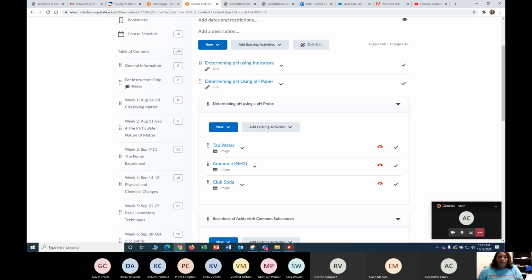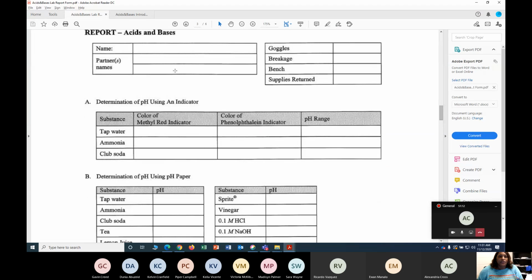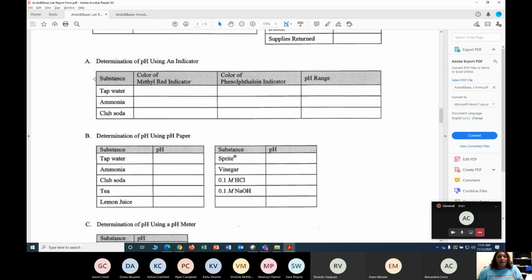Once you're done filling out your data sheet, make sure you put your name and your group members' names that you're working with. And then you're to fill out part A, the data table for the indicator tests, which include the color that the indicator turned each of these three solutions, both the methyl red and the phenolphthalein indicator. What color did those solutions turn when I added the indicator? And then based on that color, what's the pH range for those three solutions?